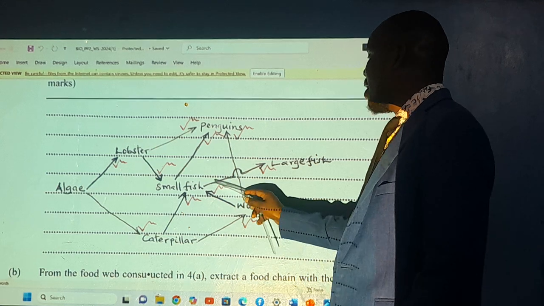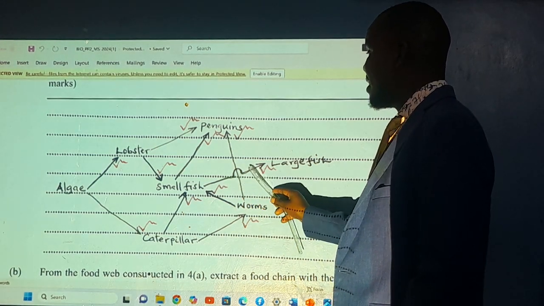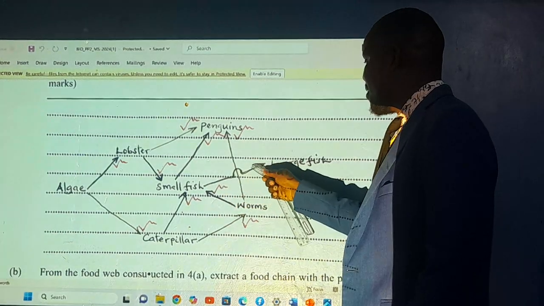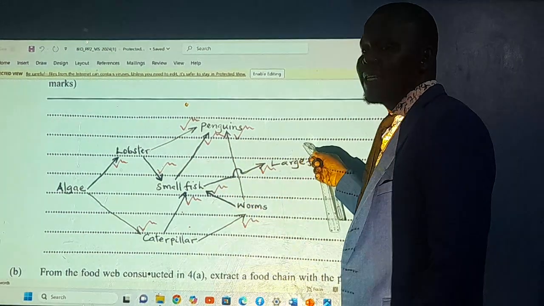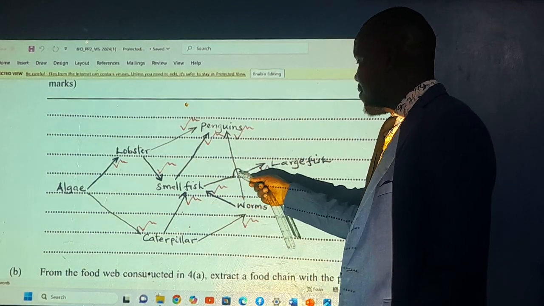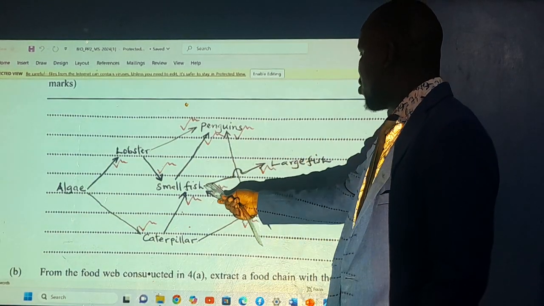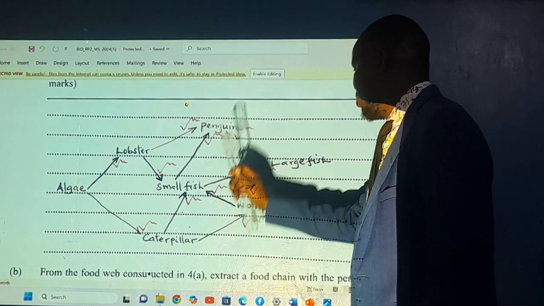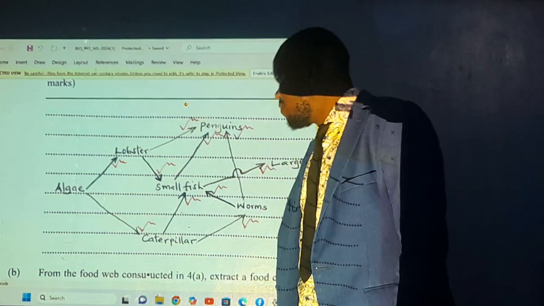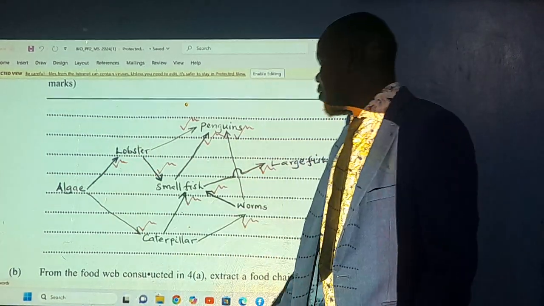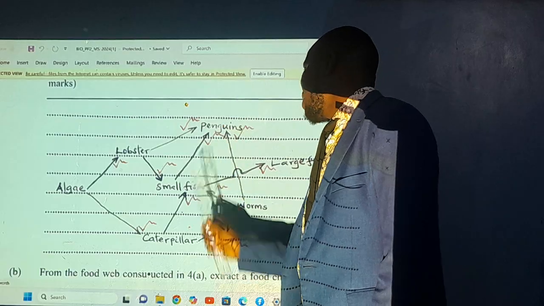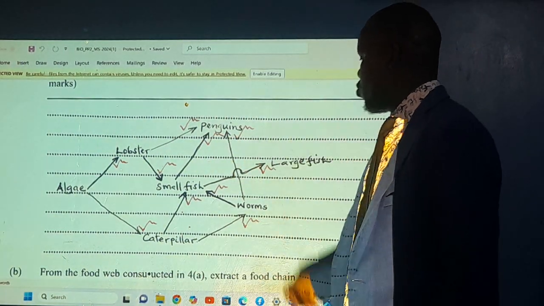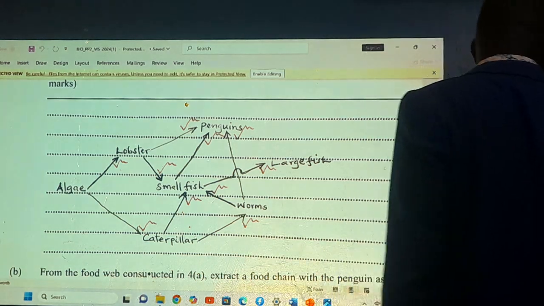Then from this point, when you are crossing lines, we don't cross directly. Understand that there should be a curve, because a direct line cross is not accepted. You curve your line. Small fish is being fed on by large fish. Worms again feed on the small fish. The small fish was feeding on the lobster, and the lobster was being fed on by penguins. These penguins will be feeding on lobster, small fish, and worms. That was the end of our 5-mark construction.